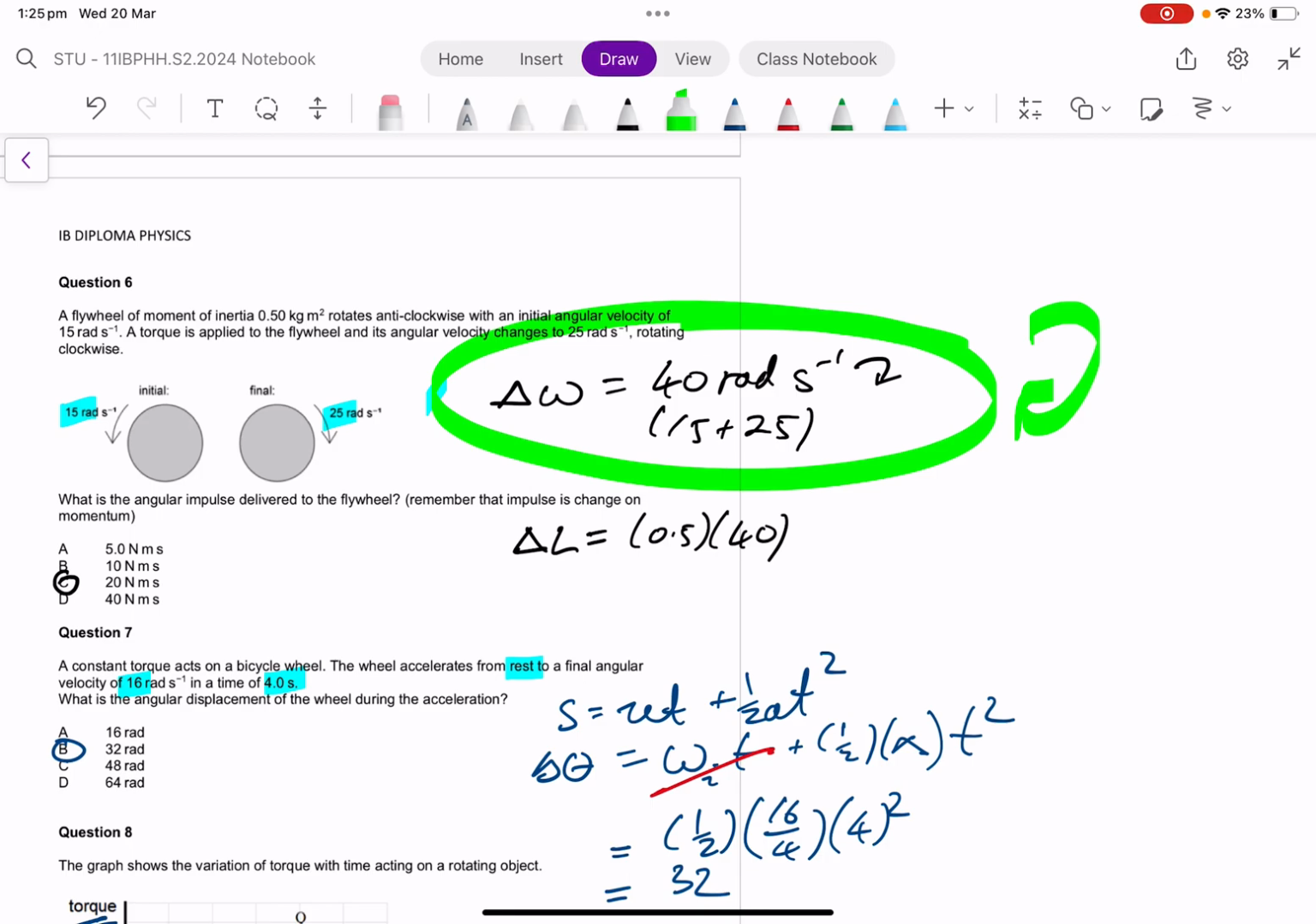So then it is simple in terms of 0.5 times 40. All right? Makes sense? Because the moment of inertia was that, and the change in angular momentum is simply the moment of inertia times the change in angular velocity.